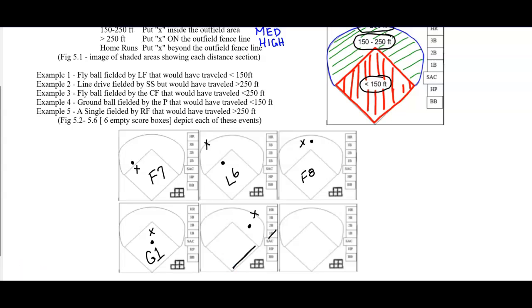Just to reiterate, the X that we're putting in here is not a requirement for basic scorekeeping, but rather a way we can keep track of low, medium, and high velocity hit balls that correspond with our ratings system.